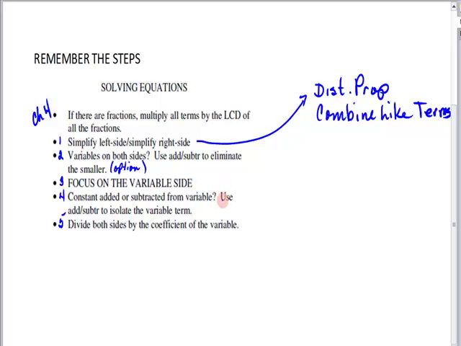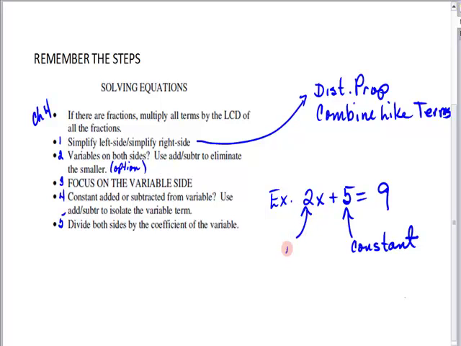If there is a constant, that's just a plain old number, added or subtracted from the variable, you're going to use addition to isolate the variable term. I'll talk about that in our examples. Finally, you're going to divide both sides by the coefficient of the variable. All right, so just as an example, if I had 2x plus 5 is equal to 9, that 5 would be my constant, and the 2 is my coefficient. Okay, so let's refer to these steps over and over as we solve equations.